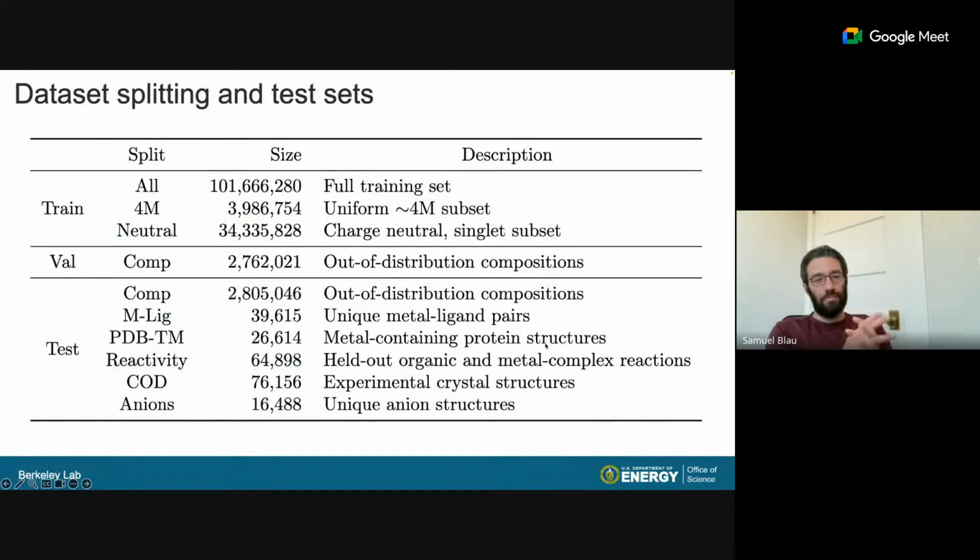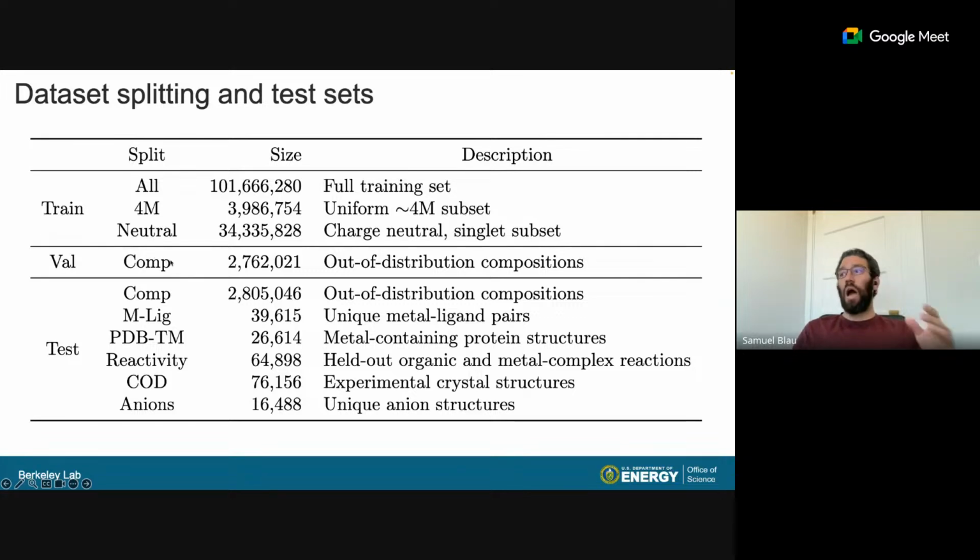All right, so back to OMol land. Every data set needs to be split and have standardized train, validation, and test sets. So here, for OMol, we have the full training set. We have the 4 million subset, which should be a uniform subset, just to allow people to train on a smaller slice of the data, so academic groups can develop models without having to train on 100 million data points every time. We also have the charge neutral, closed shell or singlet subset that's about a third of the data set, because some people would prefer not to deal with variable charge and spin, and we also want to allow them to leverage the data to develop models.